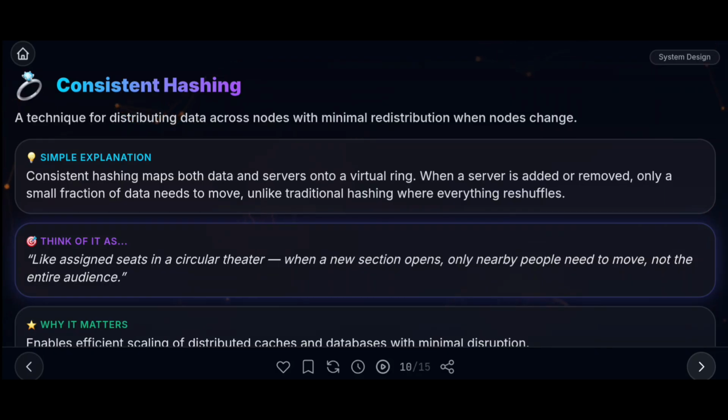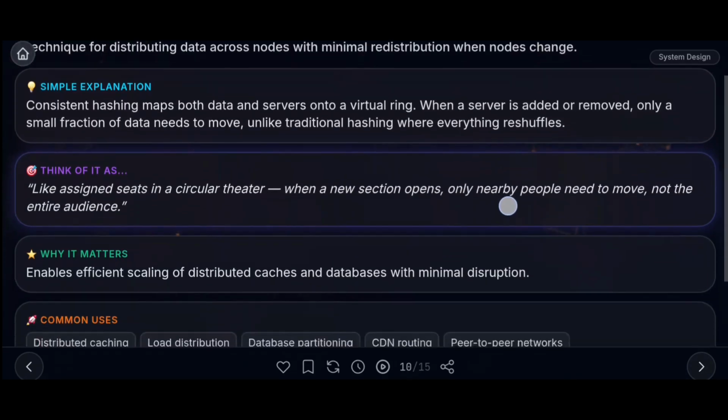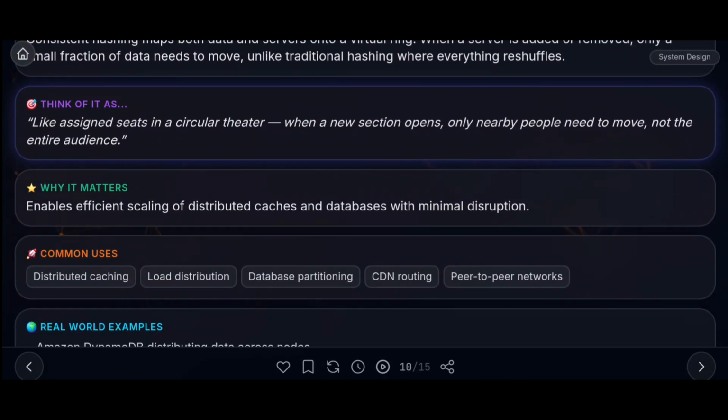Think of it as assigned seats in a circular theater. When a new section opens, only nearby people need to move, not the entire audience. I hope you understand this example. Why it matters? Enables efficient scaling of distributed caches and databases with minimal disruptions.